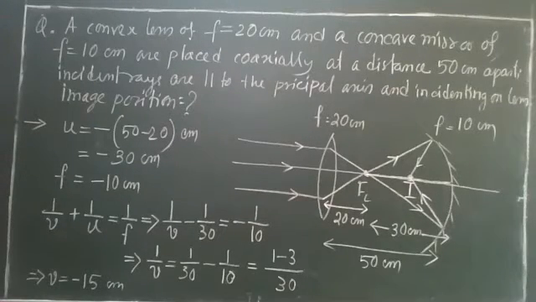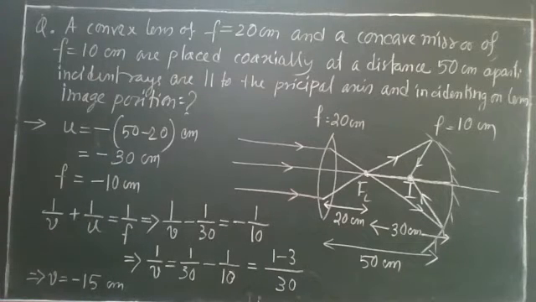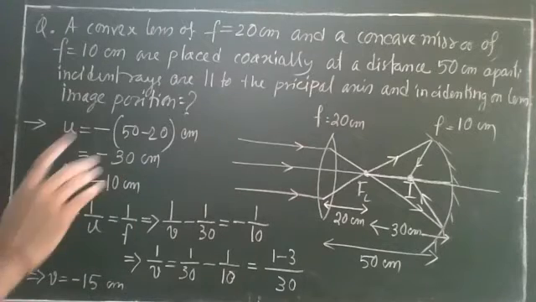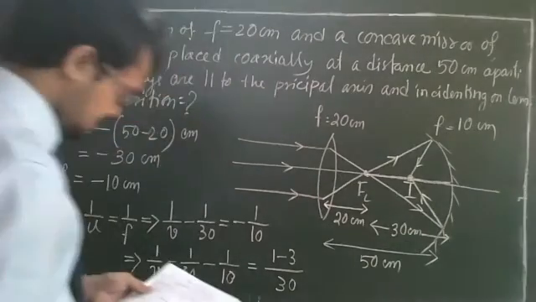So in this way we have solved 5 numericals related to mirror lens combination. Practice each numerical and understand and practice, so that any kind of numerical you can solve. Among these 5 types you will get one if it comes in the exam.